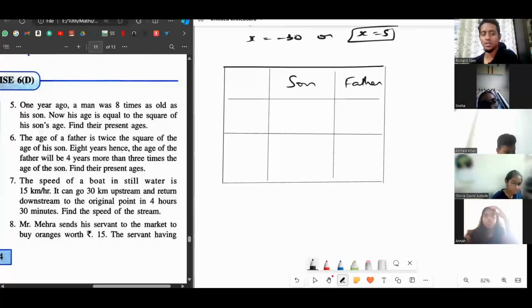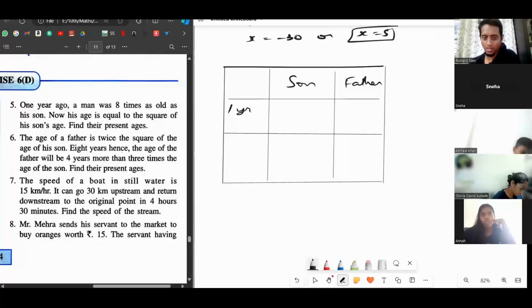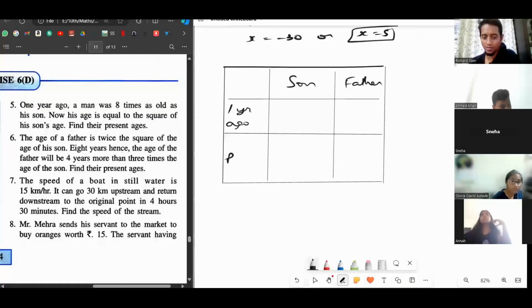So there is 1 year ago and then there's present. These are the two time periods. So this is 1 year ago and here you have present. Did you understand how to make the table, everyone? Okay, so first line, what is the statement? Read the first line and tell me.